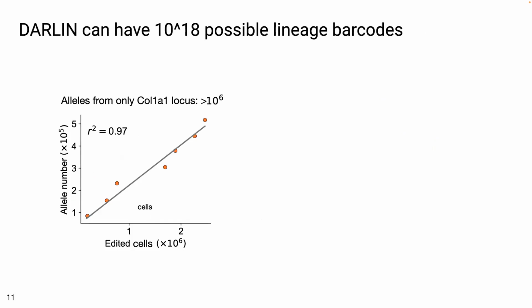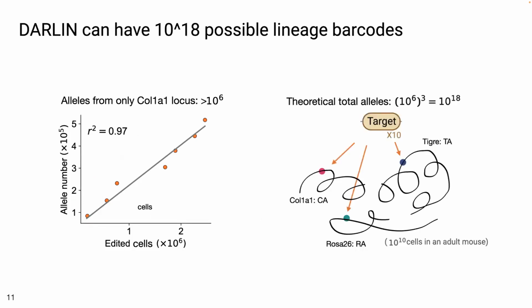So indeed, by fusing these two proteins together, we observe that now we can achieve at least 1 million different barcodes in the collagen 1-1 locus. Furthermore, we expand the original target array from the collagen 1-1 locus to both the Tigre and the ROSA26 loci across different chromosomes. Now we have 3 copies of independent target arrays across different genomic loci, and we hypothesize that each one can generate at least 1 million different barcodes, and therefore by combination we expect to see about 10^18 different lineage barcodes in these mice.